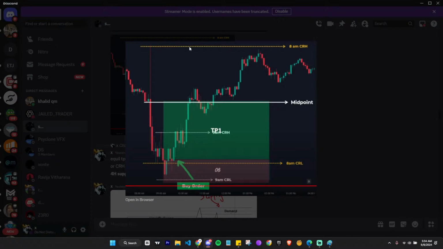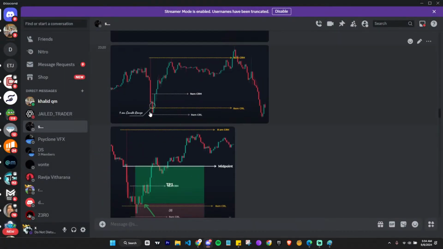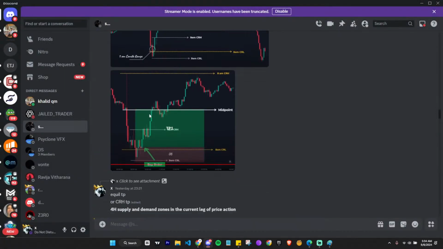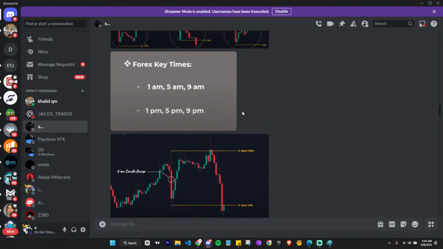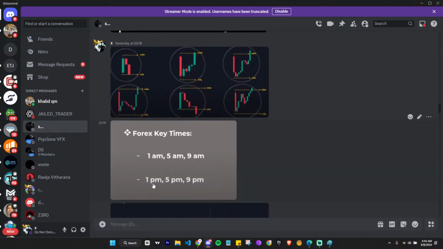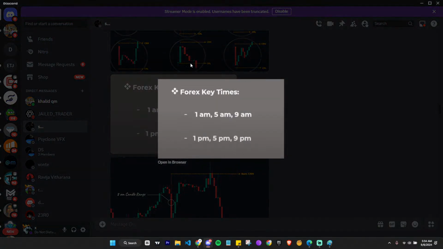So this is the theory that I was talking about. As you can see, this whole thing is the range of the 8 a.m. candle. So it sweeps the low of the 8 a.m. candle, and then goes higher towards the high of the 8 a.m. candle. Simple as that. These are the forex times. Once again, if you guys want to copy, this is right here.